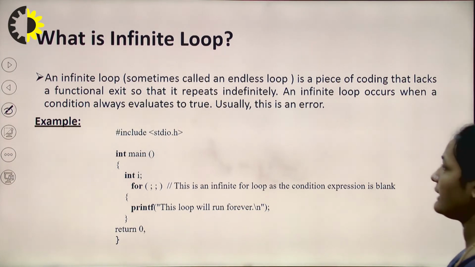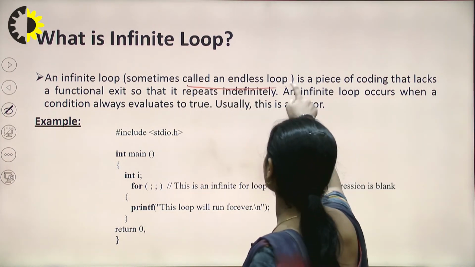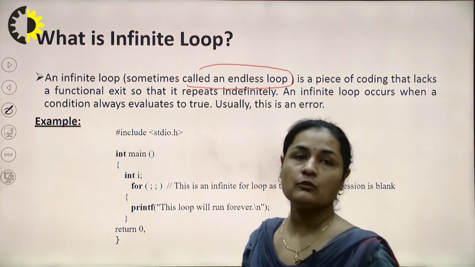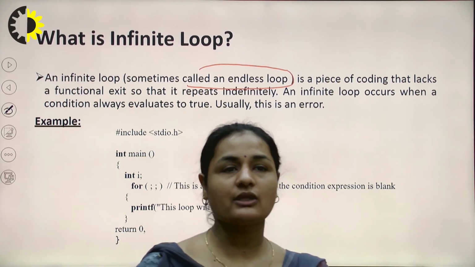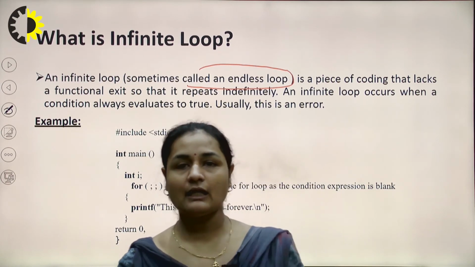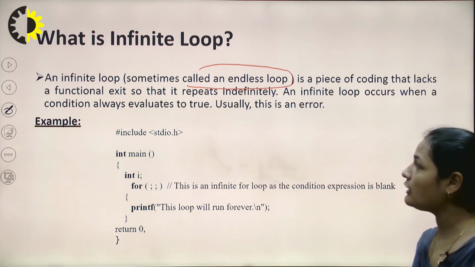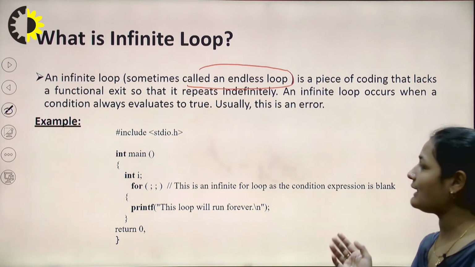So what is infinite loop? An infinite loop, sometimes called an endless loop, means the loop that does not end. It is a piece of code that lacks a functional exit so that it repeats indefinitely. An infinite loop occurs when a condition always evaluates to true. Usually it will become an error.